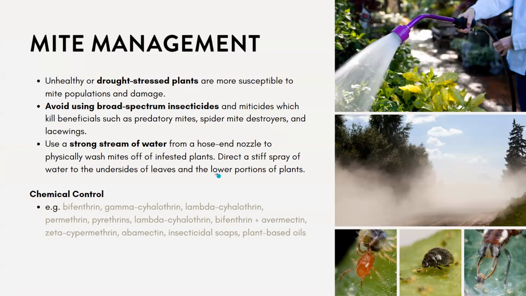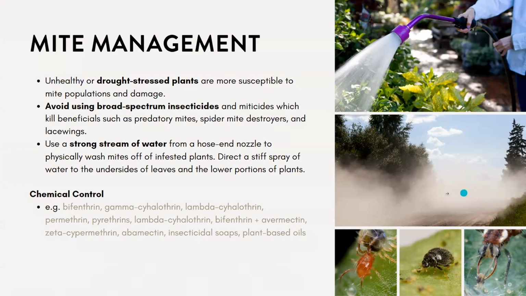So spider mites love unhealthy and drought-stressed plants. So you want to make sure your plants are well irrigated and healthy to avoid them. If you are a small gardener, similar with the aphids, you could just spray a strong stream of water on the populations to help knock them down.